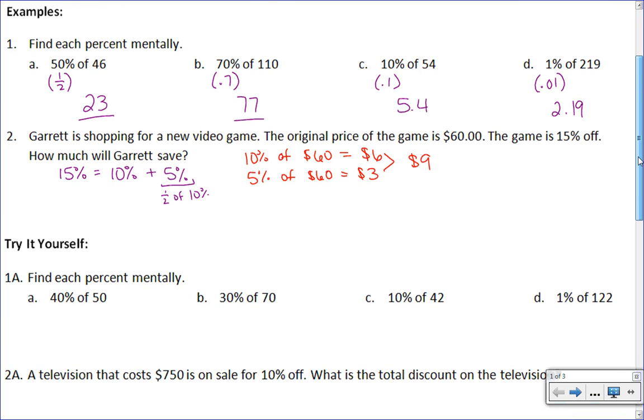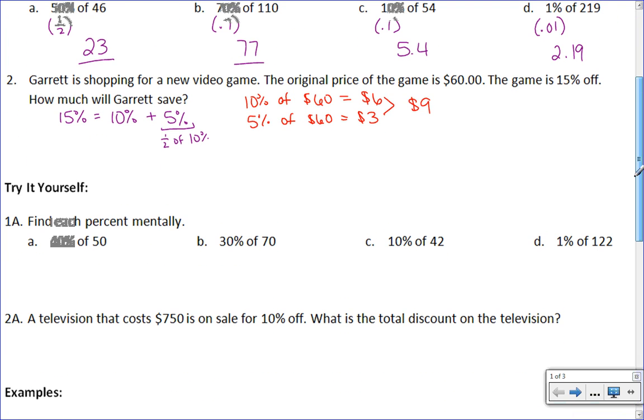Okay, there are a few try-it-yourself problems here. So go ahead and pause the video, work these out on your own, and when you're ready to check your answers, go ahead and hit resume. I know these say to find them mentally, but notice that I did write down at least a little bit of work of what we are doing mentally on each of these. So that sort of work should be shown on these two try it yourself problems. So go ahead and pause the video, work through those problems, make sure you show some sort of work, and then when you're ready, hit play to check your answers.